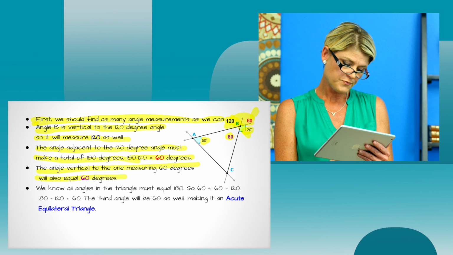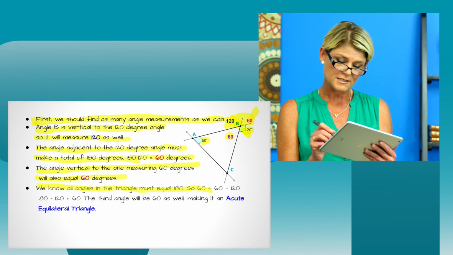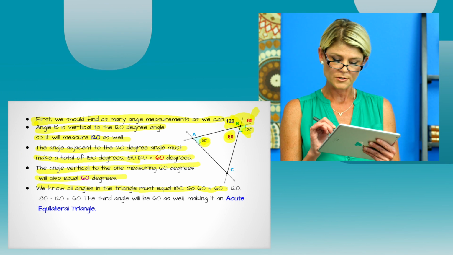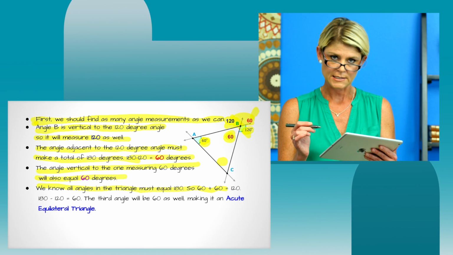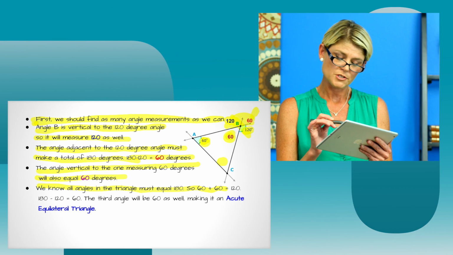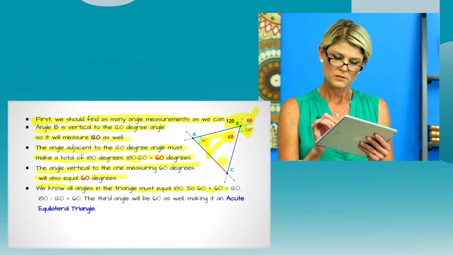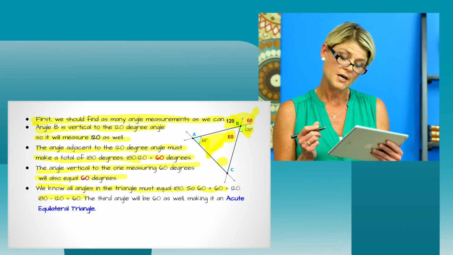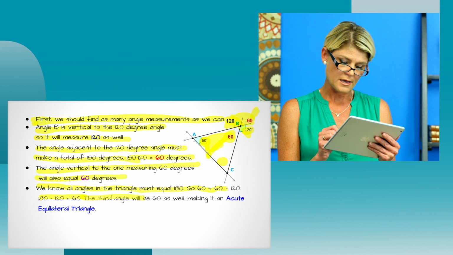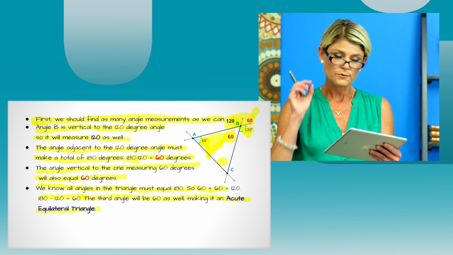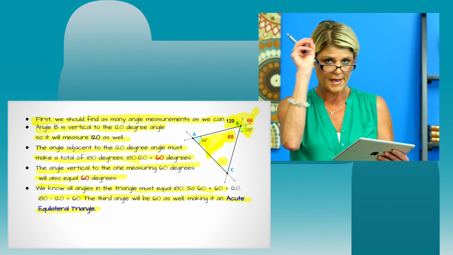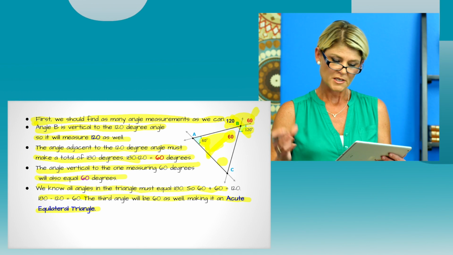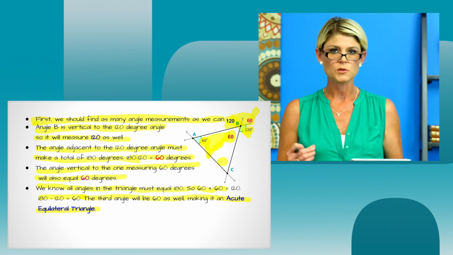Okay, so finally, we know all angles in the triangle must equal 180, right? So now we know this interior angle 60, this interior angle 60. What do you suppose that last interior angle is going to be? It's pretty simple. All you have to do, you add these two 60s together, and that's 120. We know we need 180. 180 minus 120 is 60. So the third angle will be 60 degrees as well. So if we have 60, 60, 60, all the angles are the same, it's actually going to be an acute equilateral triangle because all the angles are less than 90 degrees and they're equilateral and that they're all the same.